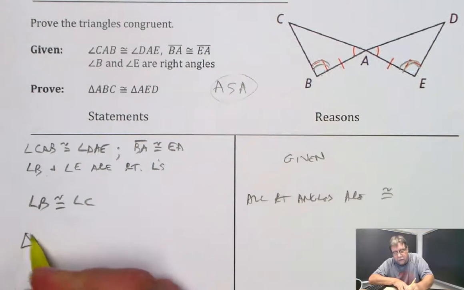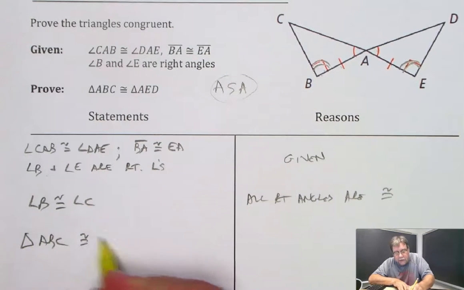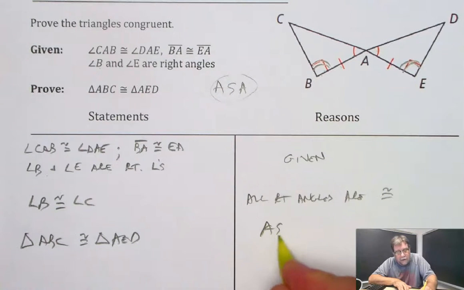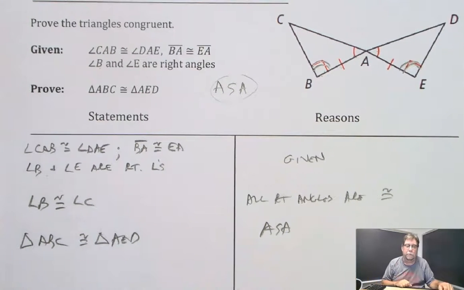So now I can say that triangle ABC is congruent to triangle AED because of angle, side, angle. And that proof isn't too bad.